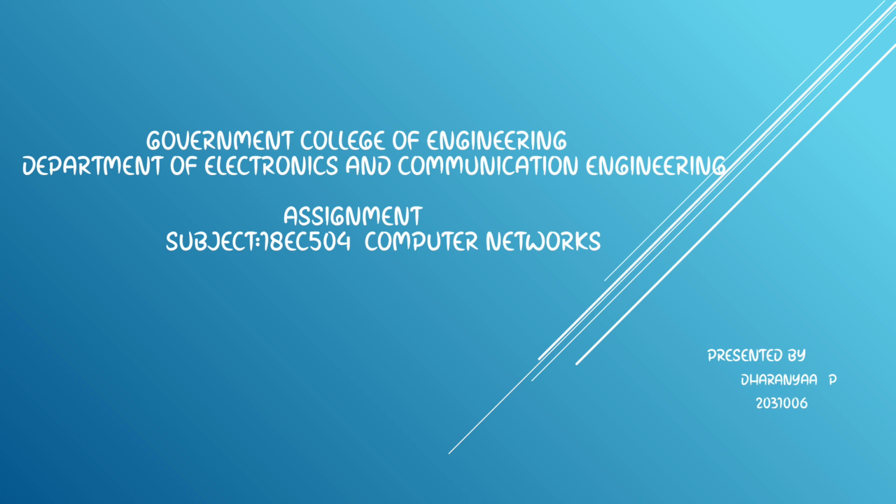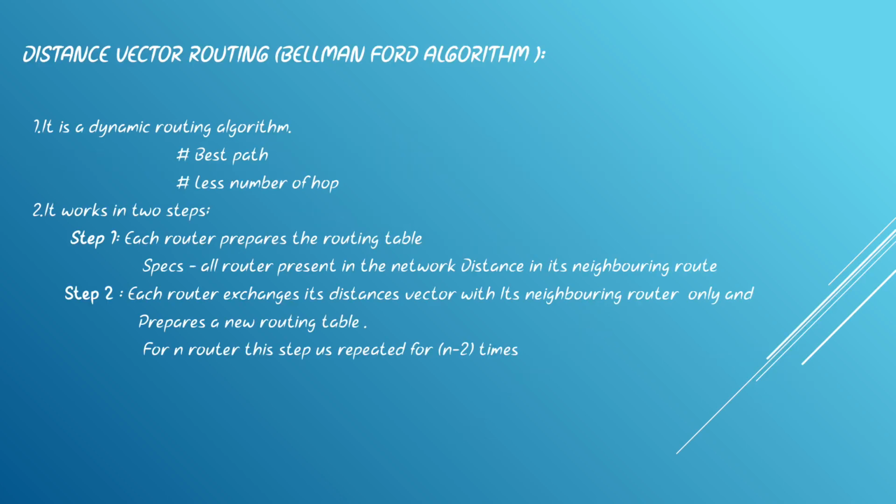I'm going to explain distance vector routing and link state routing. Distance vector routing is also known as the Bellman-Ford algorithm. It is a dynamic routing algorithm. It has two things: best path and fewer number of hops. It works in two steps.